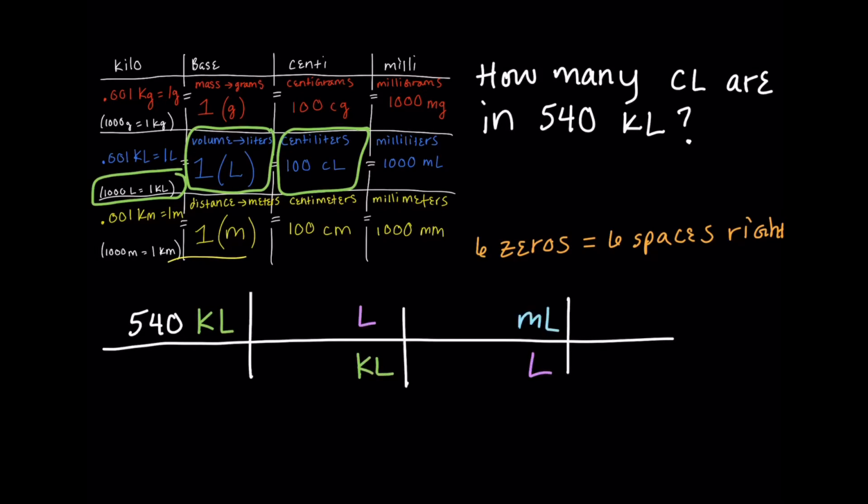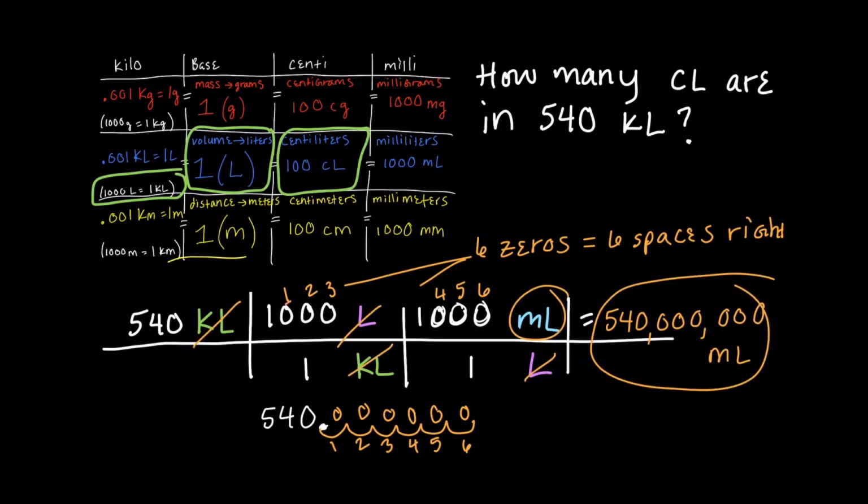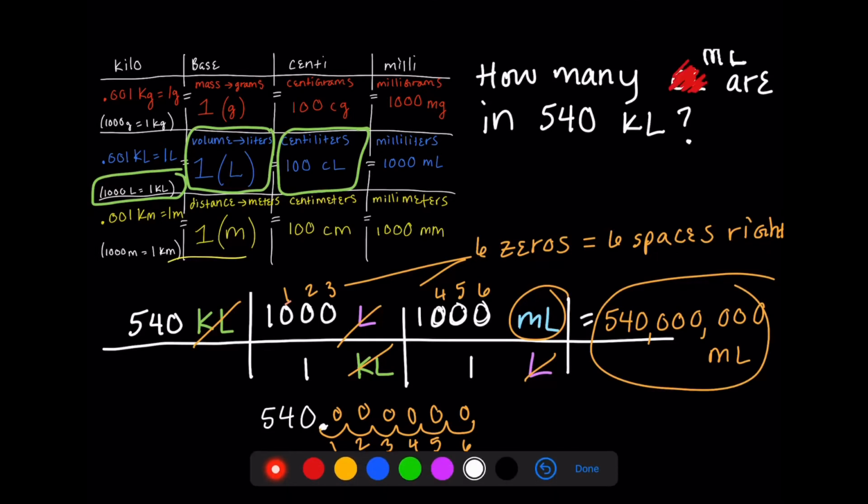So I'm going to start with 540 kiloliters. My diagonal boxes have the same unit. I made it the same color. And I highlighted the boxes from the table that I'm using to convert. Now, this time, I'm multiplying by multiples of 10. 1,000 is a multiple of 10. So there are 1, 2, 3, 4, 5, 6 zeros. When you multiply by zeros, all you have to do is move the decimal place 6 places to the right, or you can just draw 6 zeros behind your number.